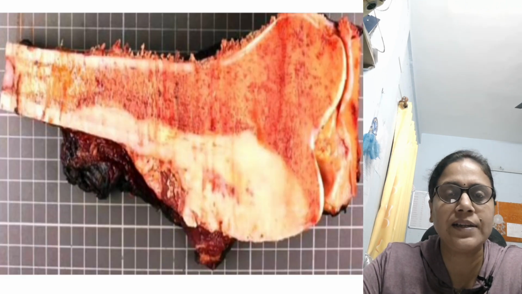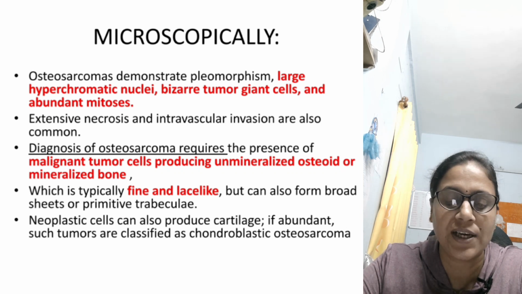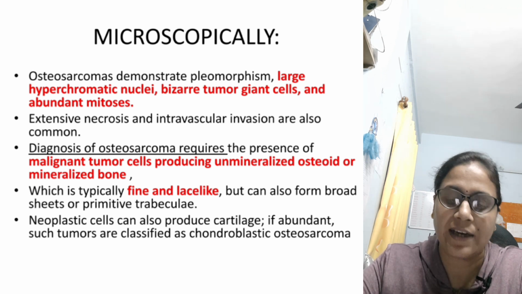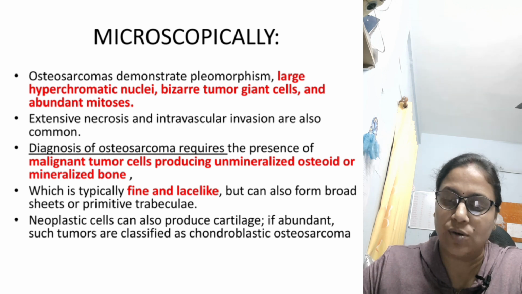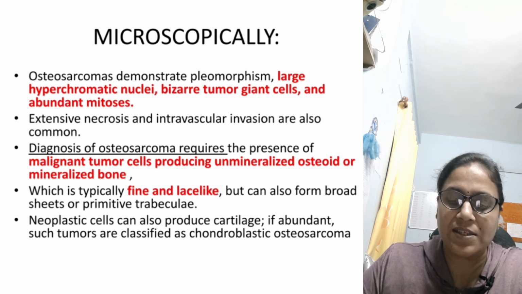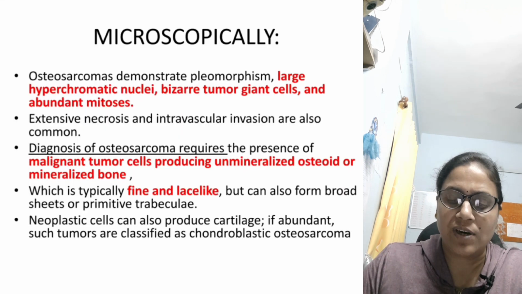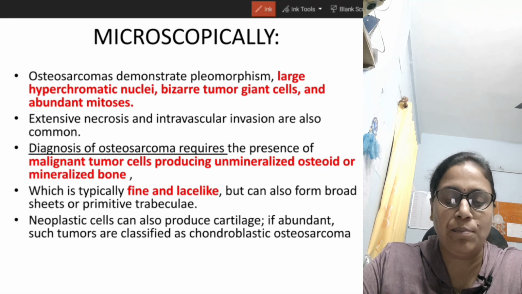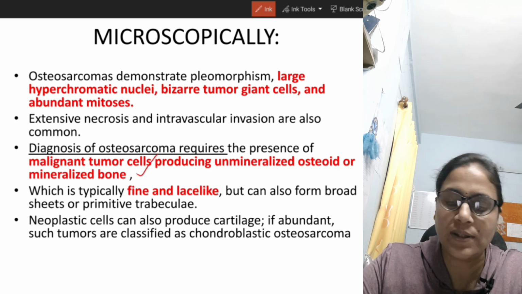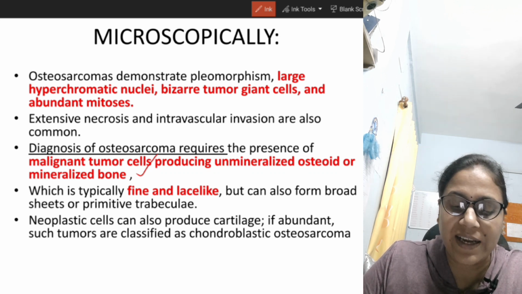Then microscopically there are large pleomorphic hypochromatic nuclei with bizarre tumor giant cells and abundant mitosis. There can be extensive necrosis and intravascular invasion is also common. But for diagnosis, what we require is the presence of unmineralized osteoid or unmineralized bone and malignant tumor cells. So this is diagnostic feature. Malignant tumor cells along with unmineralized osteoid or unmineralized bone, which is typically fine and lace-like.